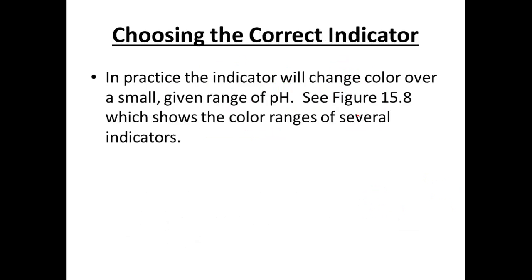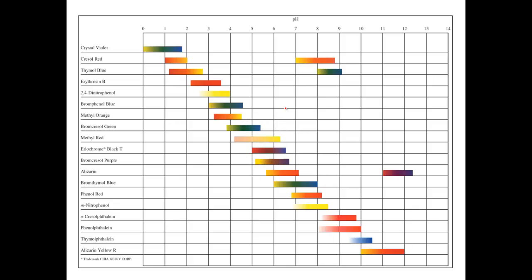Now in practice, the indicator will change colors only over a small pH range for most indicators. So if we take a look at figure 15.8 from our textbook, it shows us where most things do their color change. The way to read this, and we'll look at bromocresol green first as an example: when it's below a pH of 4, it's yellow. The color stops on this, so that means that's the last color. It's going to be yellow all the way through here.